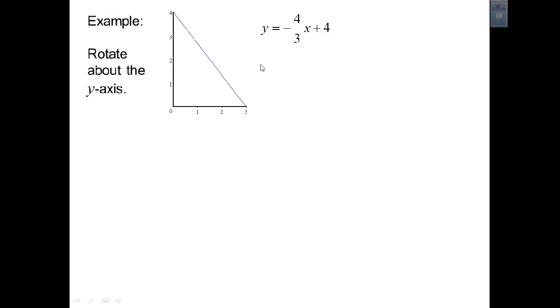All right, so for example, let's rotate this thing around the y-axis. And we're going to find a cone is what we end up with here. So this equation is y equals 4/3 x plus 4. And when we rotate that around, we're going to get the top part of the cone. We're not getting the volume, so don't go calculating the volume of this thing. We're only looking for what's called the lateral area of this thing. Only the part up here that's turned. Of course, we got the area of a circle on the bottom.